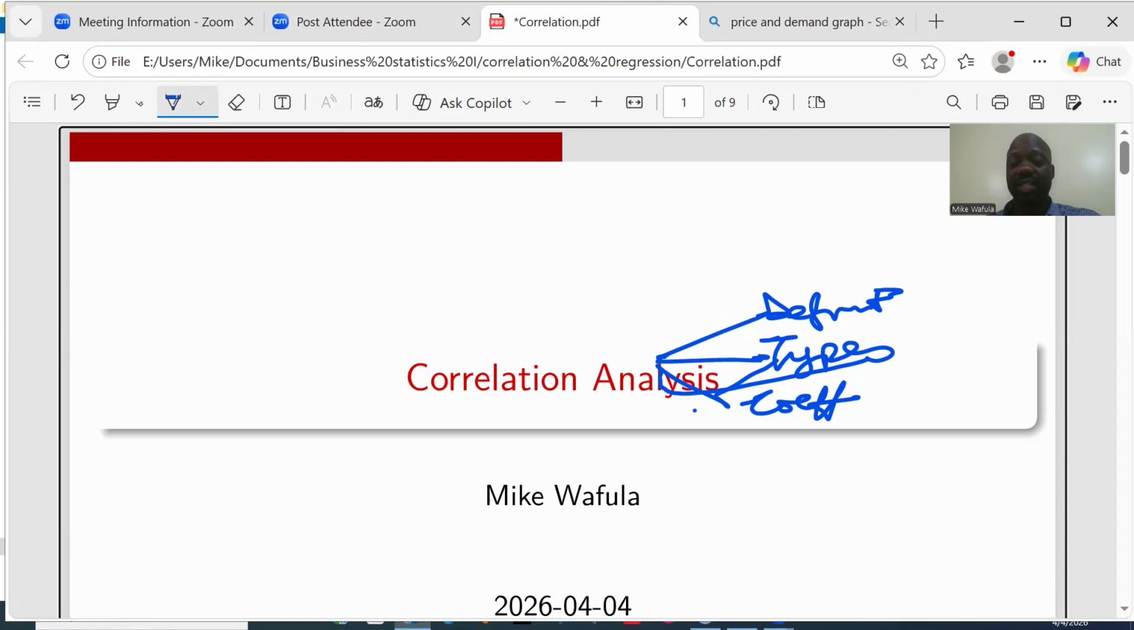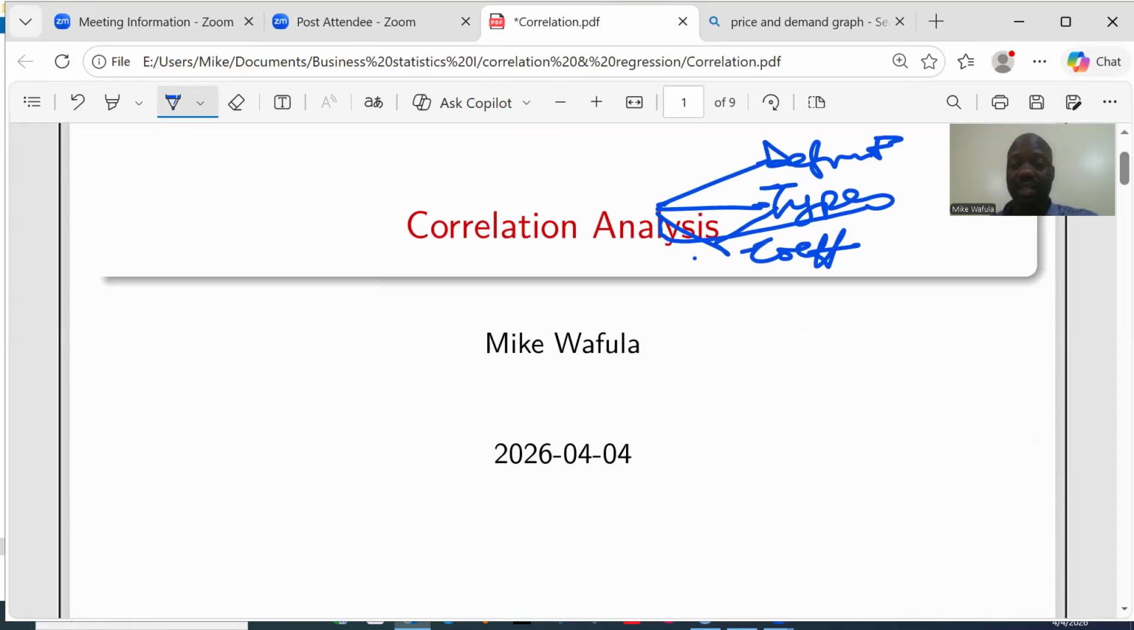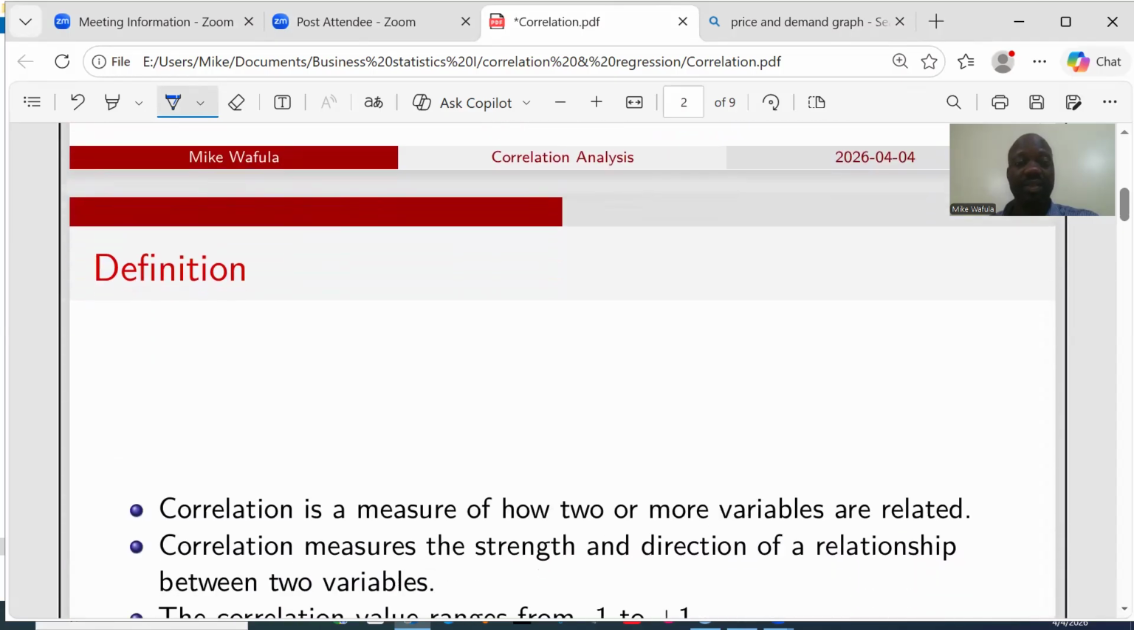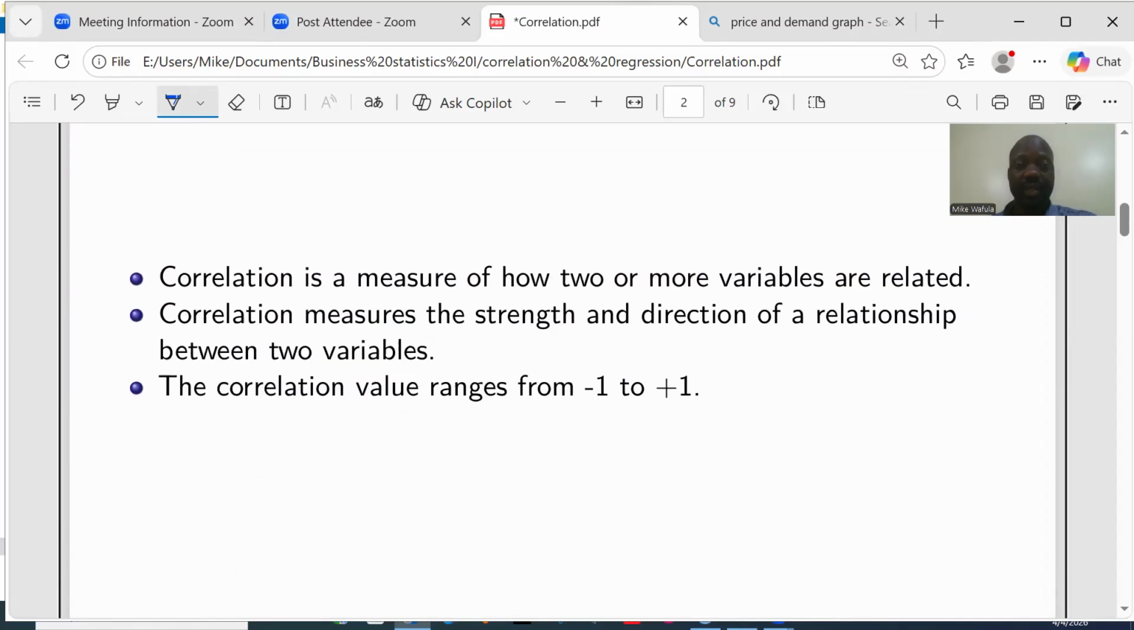And then maybe later on in another session, we shall discuss the Spearman rank correlation coefficients. Those are the two common correlation coefficients that are used in determining the correlation or establishing the relationship between variables.